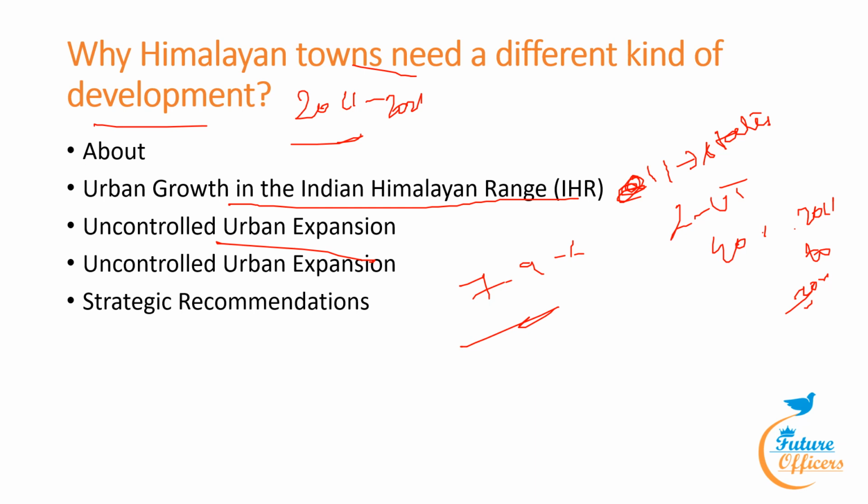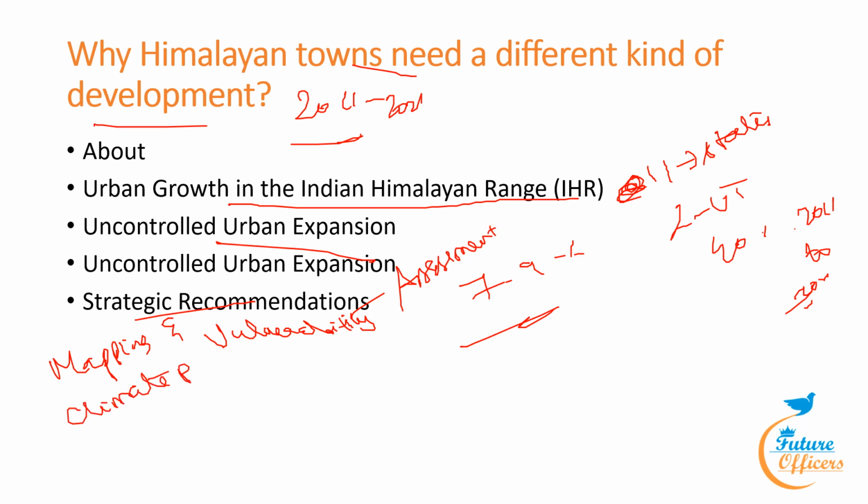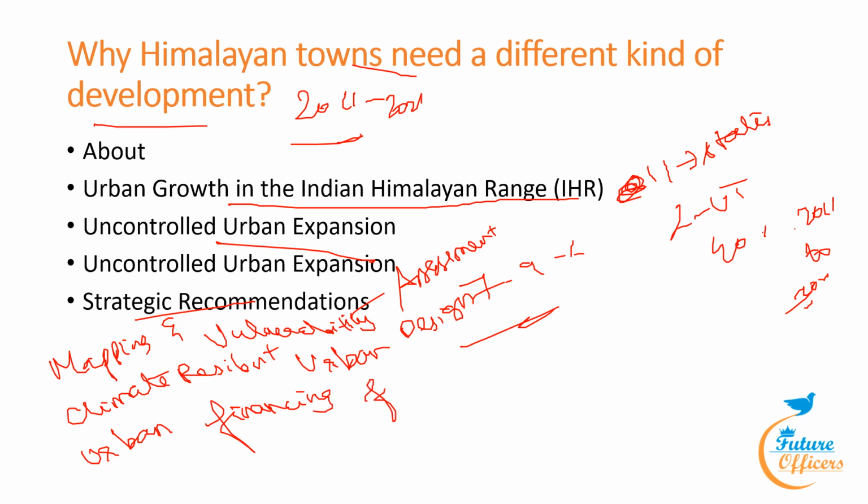Now, what are the strategic recommendations seen here? The strategic recommendations are mapping and vulnerability assessment, climate resilient urban design, urban financing for IHR, Indian Himalayan region. Next, focus on sustainability. So these are the strategic recommendations seen here.